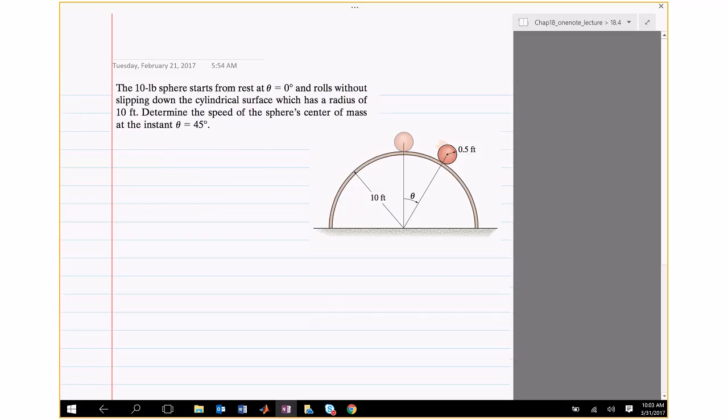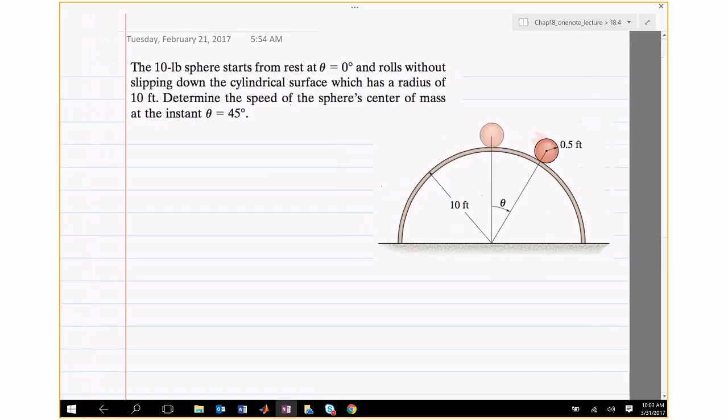So, this is our first problem. The 10-pound sphere starts from rest at theta equals 0. So it starts over here and rolls without slipping, okay, rolls without slipping down the cylindrical surface, which has a radius of 10 feet. So let's call this capital R, and let's call the radius of the sphere small r. Find the speed of the sphere's center of mass at the instant theta is 45 degrees.